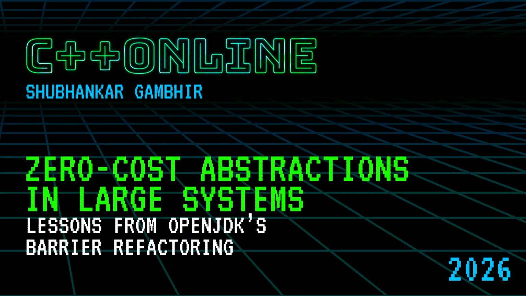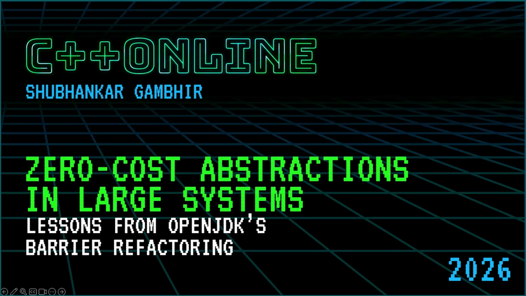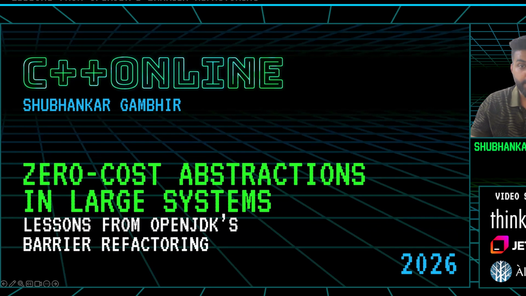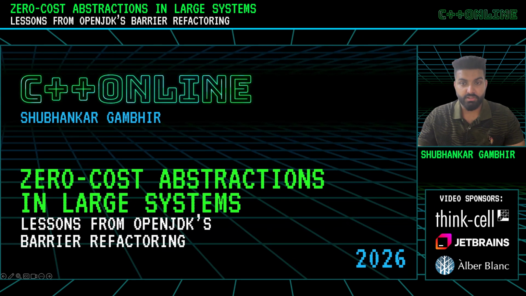Hello everyone and welcome to Zero Cost Abstractions in Large Systems. Today we are going to look at some hardcore high performance C++ software architecture hidden inside a place you might not expect, the Java virtual machine.